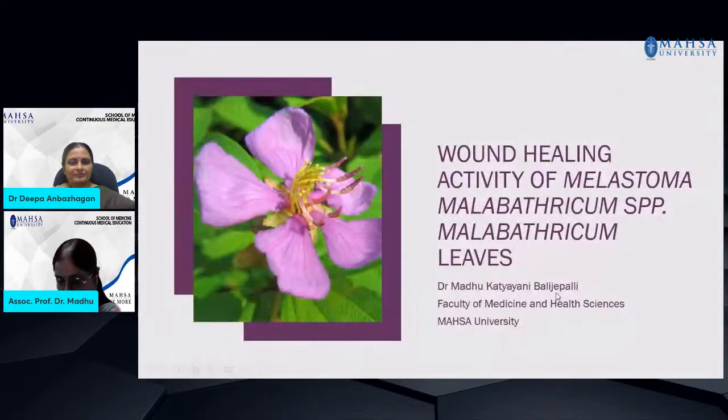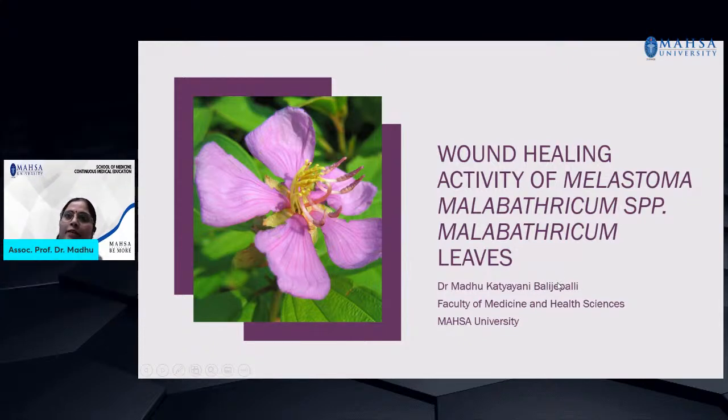Good afternoon, Prof. Deepa. Good afternoon, everyone. I am Madhu Katyayani from the Department of Pharmacology, Faculty of Medicine, Bioscience and Nursing of MAHSA University. Today, I am going to give a talk on my research topic, wound healing activity of Melastoma malabathricum leaves.